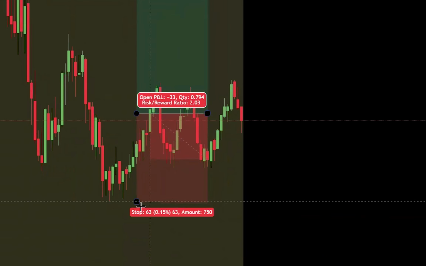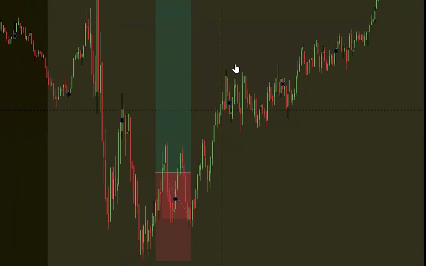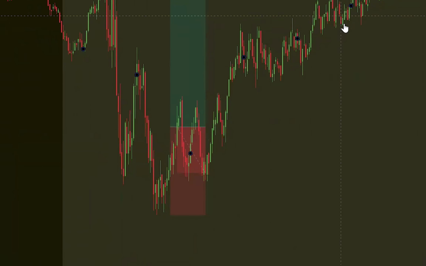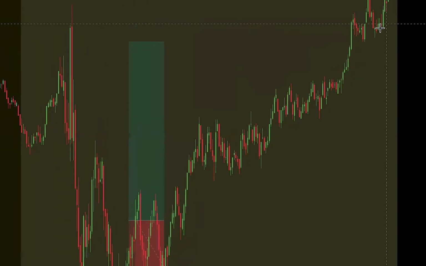Now as you see, we did get in drawdown, but we go into drawdown, and then what does price do next? We skyrocket out of drawdown all the way up here.